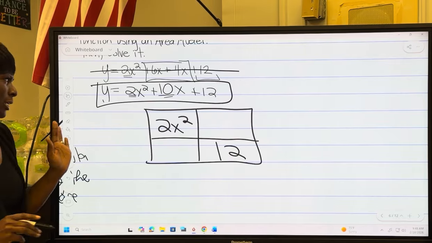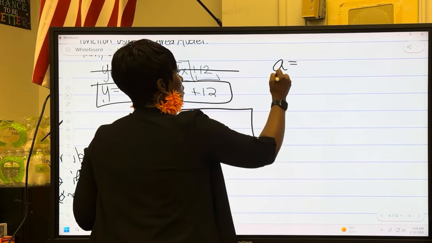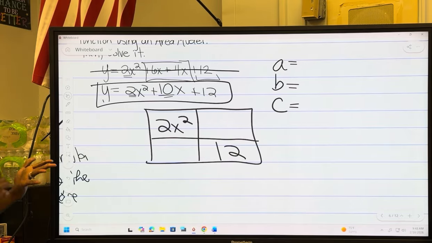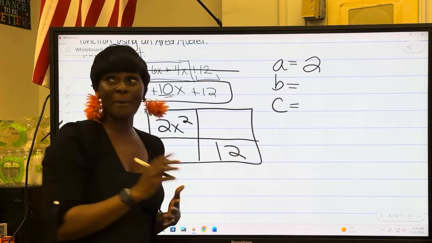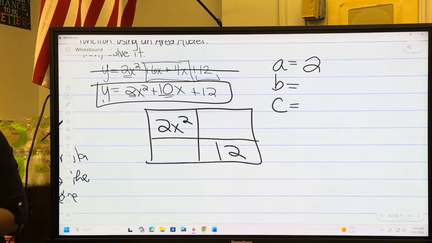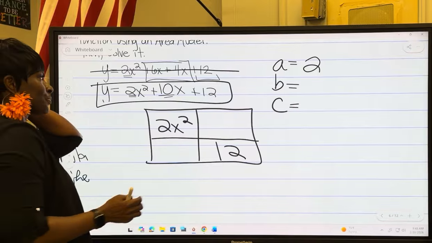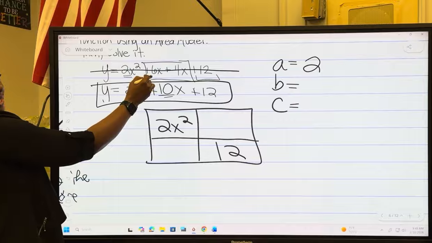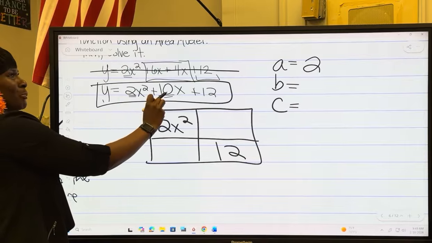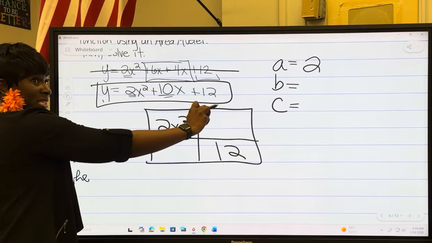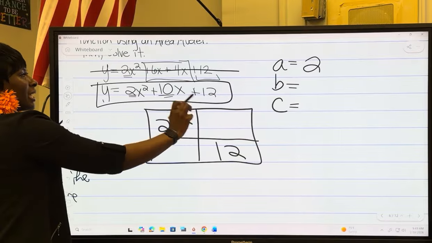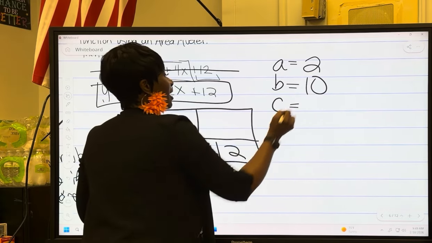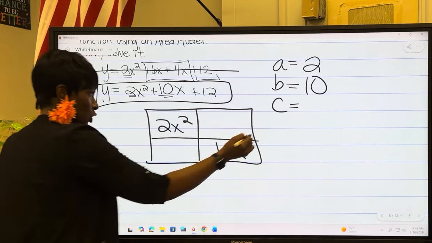So let me show you for those of you that haven't been here yet. I'm going to put A equals, B equals, C equals. You're doing what I'm doing. What is my A? 2. Not 2x squared. My A is 2. It's the coefficient of x squared. What's my B? 10. B can't be 6. It's AX squared plus BX plus C. It's got to be in standard form to pull your A, B, and C. So what's my B? It's 10. What's my C? 12.